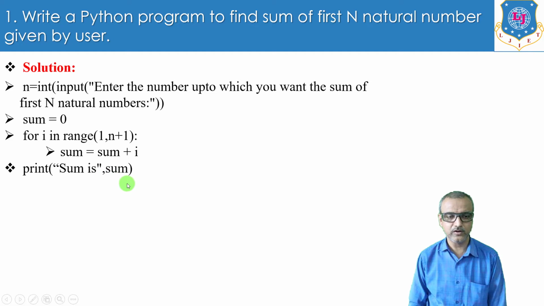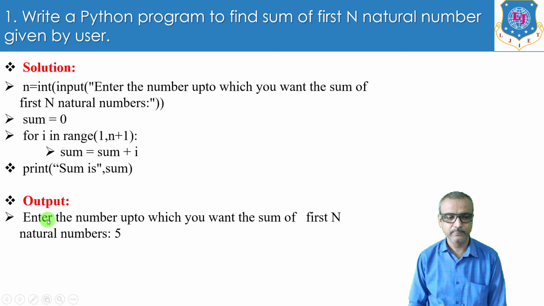Now I will show you the output. See the output. Enter the number up to which you want the sum of first n natural numbers, say 5. So what will be the output in this case? That is the addition of the first 5 natural numbers from 1 to 5. So definitely the sum is 15.